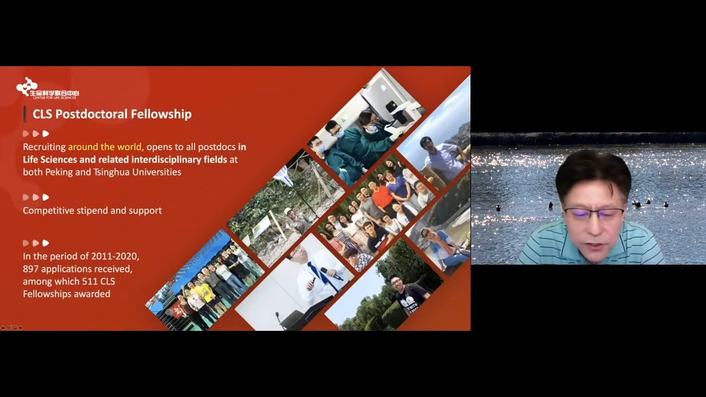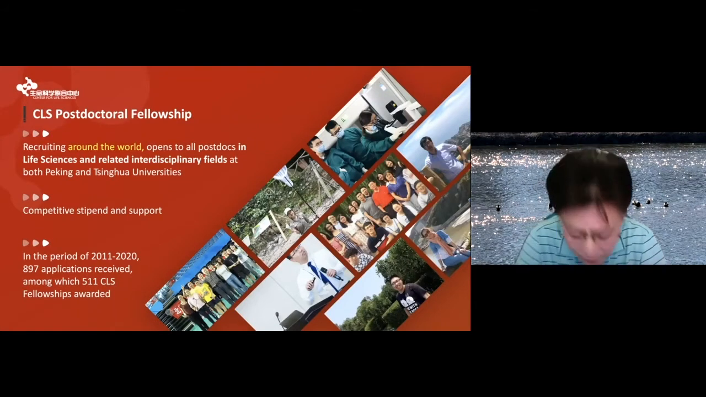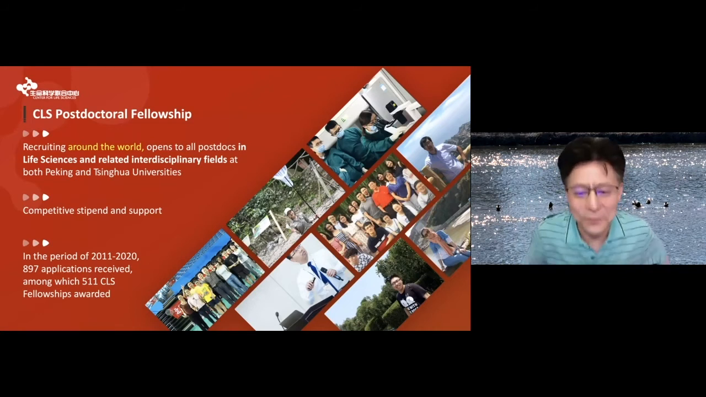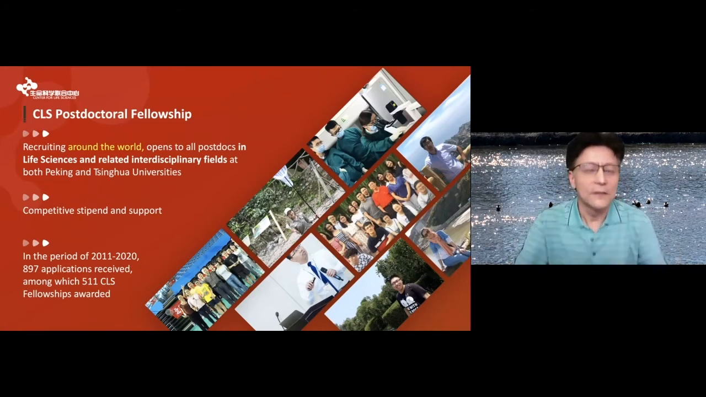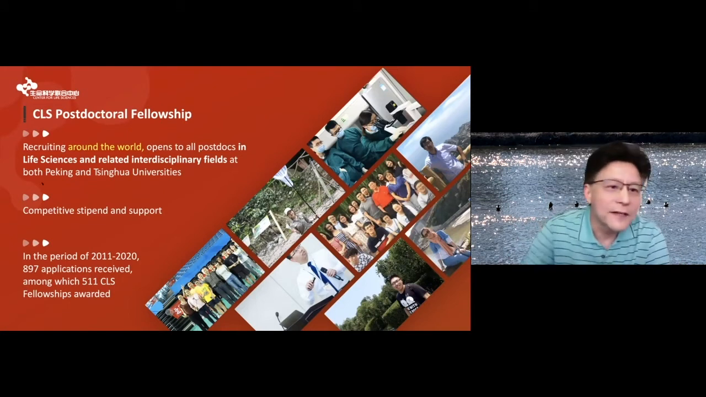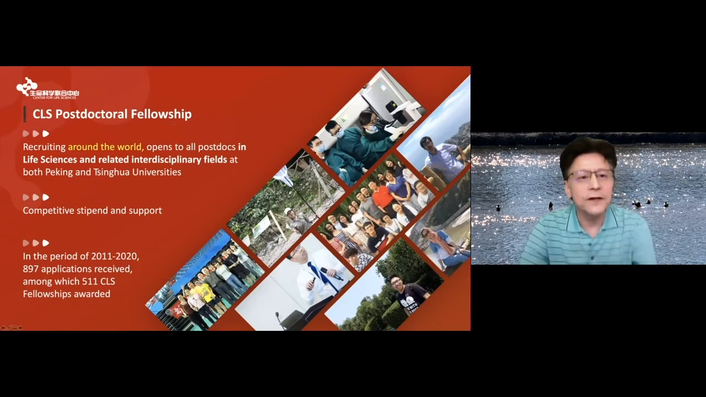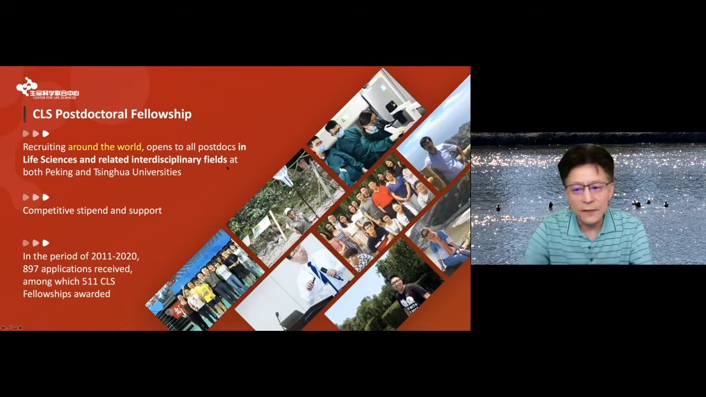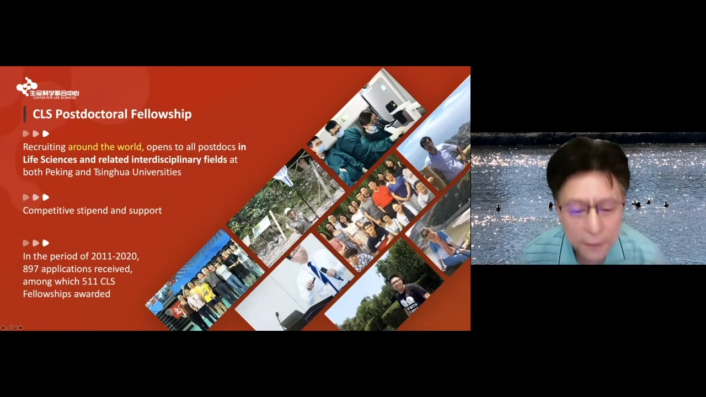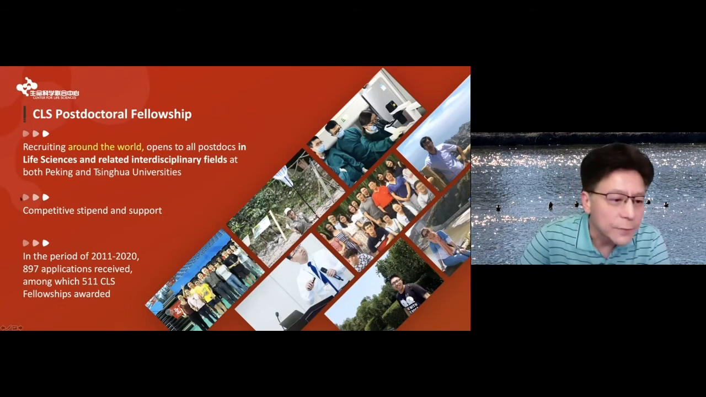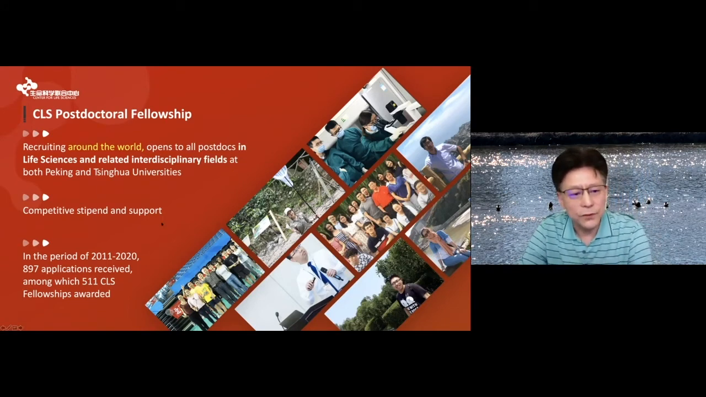And one challenge to do research in China is that we usually don't get good postdocs. We know they all went out to do their postdocs. So we try to improve that. We set up a special CLS postdoctoral fellowship, recruiting around the world. And the postdoc fellowship is open to all postdocs in both universities, as long as the postdoc works in life sciences or related interdisciplinary fields. Doesn't have to work with a CLS PI. And we provide very competitive stipend and support to attract them.